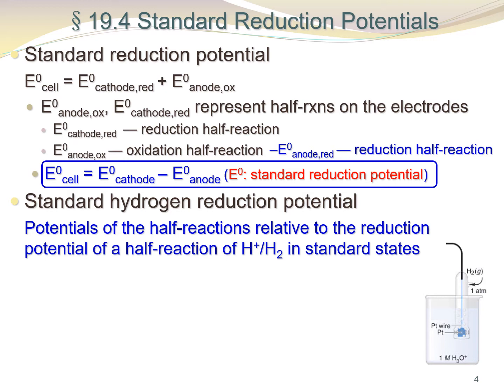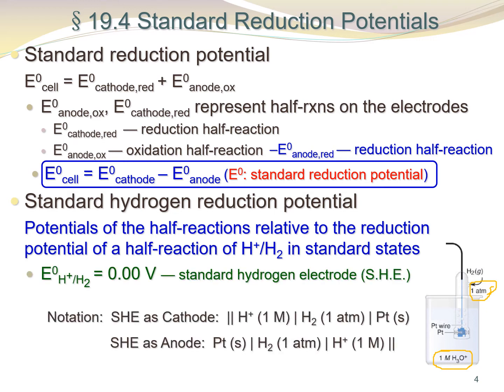We use hydrogen here as a standard potential, so we call it the standard hydrogen reduction potential. From the setup, we realize that we need 1 atm of hydrogen gas bubbling through the solution, and the solution must be kept at 1 molar hydronium. Whatever potential we measure here is set as 0.00 volt.